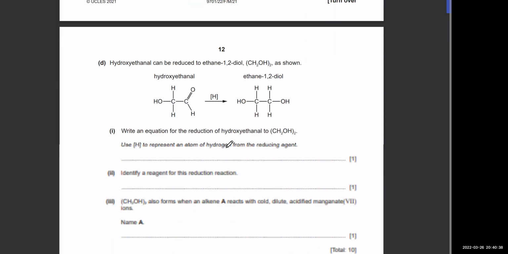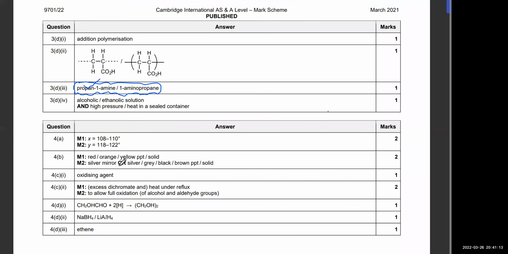Write an equation for the reduction of this to this. Use H to represent an atom. What is happening? All you have to do is, you had 1, 2, 3, 4, and now you have 6H. So this is plus 2H, and that's it. That's your equation.